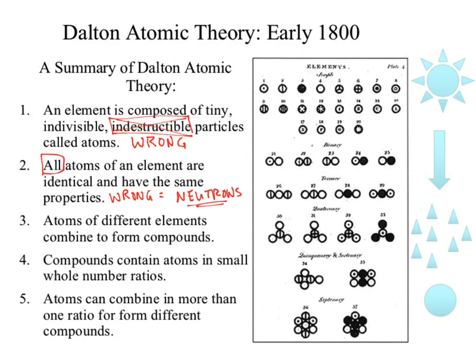4, compounds contain atoms in small whole number ratios. I can take 4.38 hydrogen atoms and I can combine them with 1.62 oxygen atoms. No. Okay? They have to be whole number ratios. We can't have any fractions. So guess what? 4 is true. 5, atoms can combine in more than one ratio to form different compounds.